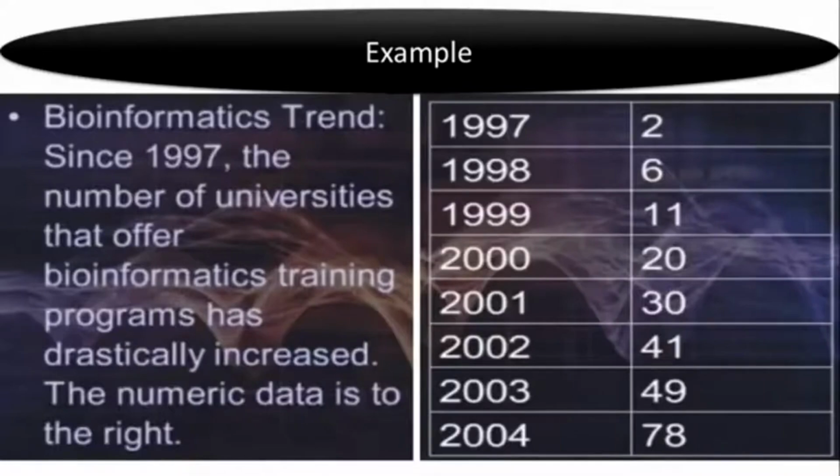So we start with the example of bioinformatics trends since 1992, in which we show you the number of universities that are offering bioinformatics training programs from the year 1997 to the year 2004. So you can see the different figures related to bioinformatics trends in such universities. That's the data that are given at the right of your screen. For each year, you have the figure representing the number of universities offering training in bioinformatics.